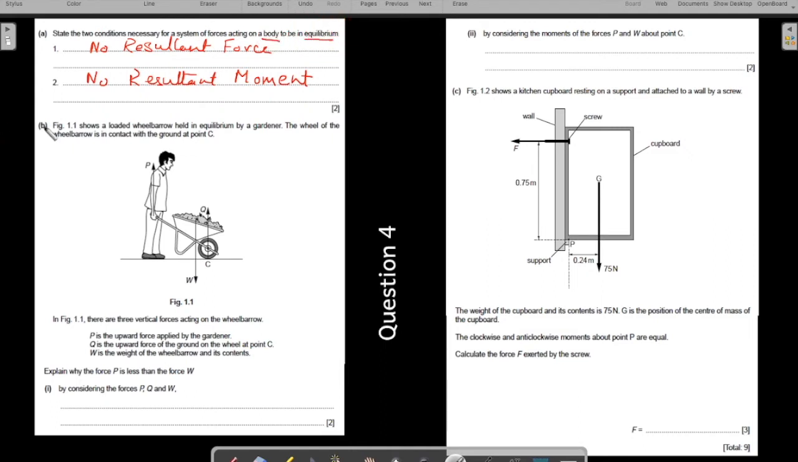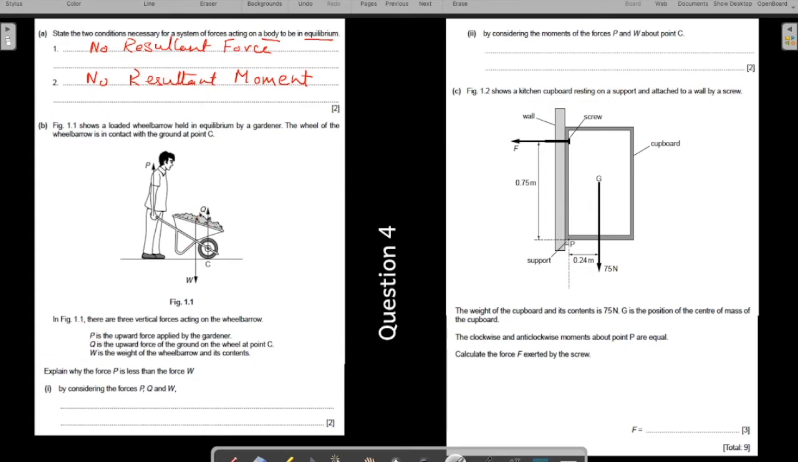Now let us come to part B. It shows a loaded wheelbarrow. You are given a wheelbarrow held in equilibrium by a gardener. The wheel of the wheelbarrow is in contact with the ground. At what point? The point name is also given, point C. There are 3 vertical forces applied on the wheelbarrow. If you see, 3 arrows means 3 forces.